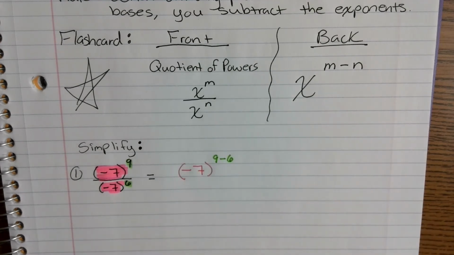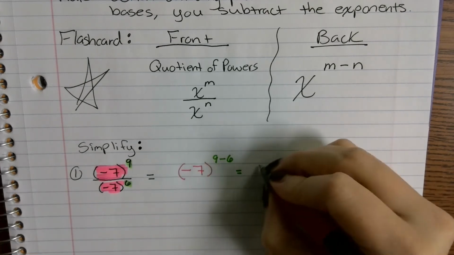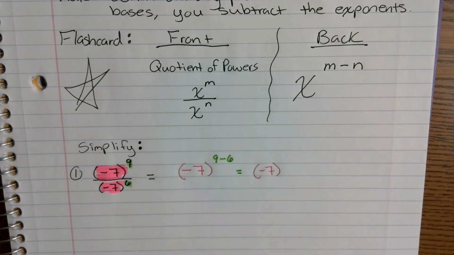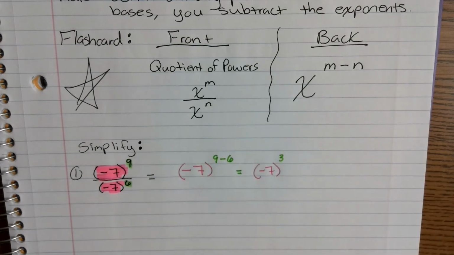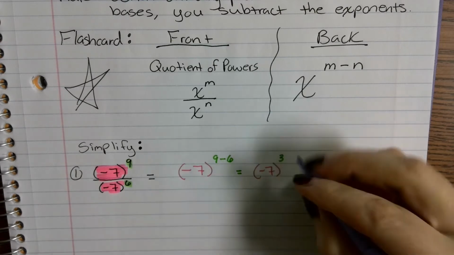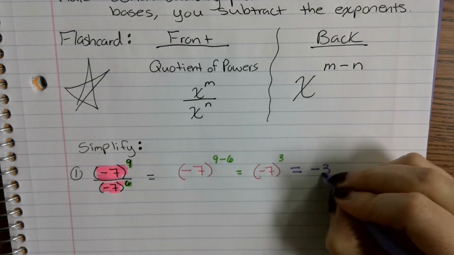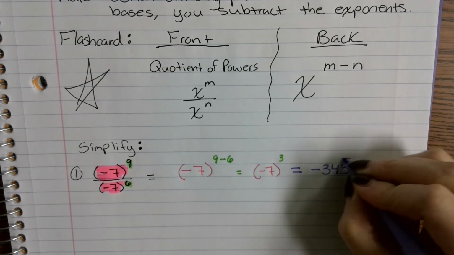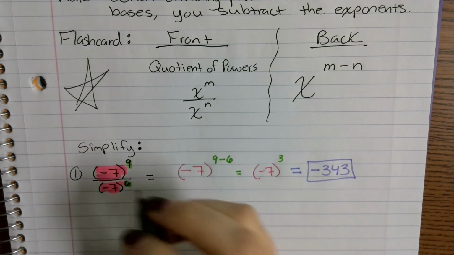I'm just going to subtract them. And that's going to give me negative 7 to the 3rd power. Now, because of the fact that these are just numbers, I can go ahead and work that out. Negative 7 to the 3rd power is just going to give me negative 343. Okay, why don't you guys try number 2 on your own?